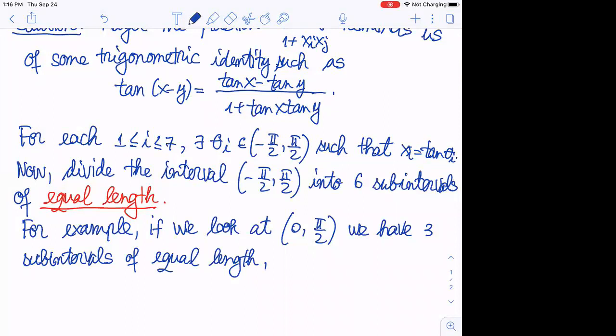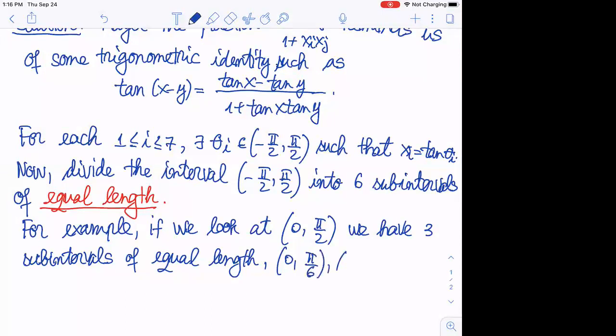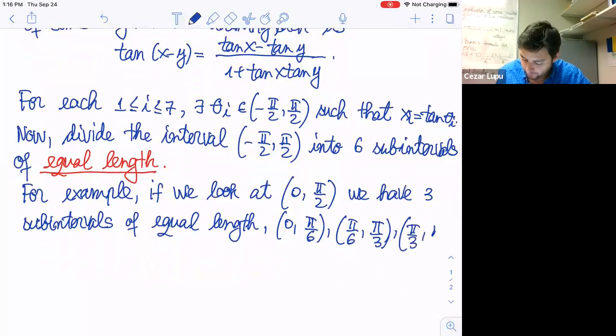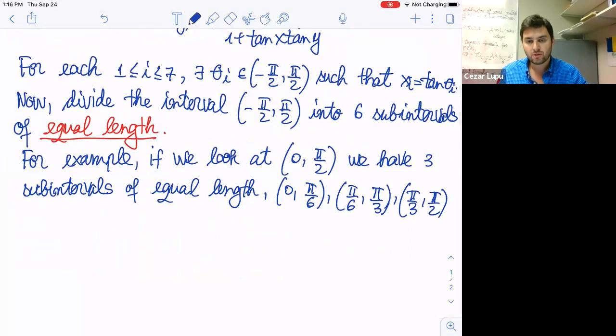0 to pi over 6. Exactly. So 6 to pi over 3 and pi over 3 to pi over 2. Exactly. So 0 to pi over 6, pi over 6 to, you just divide by 6, for example, pi over 3, and then pi over 3 to pi over 2. You see, the length of these three intervals is pi over 6, correct? Right? So pi over 3 minus pi over 6 is pi over 6. Pi over 2 minus pi over 3 is pi over 6.